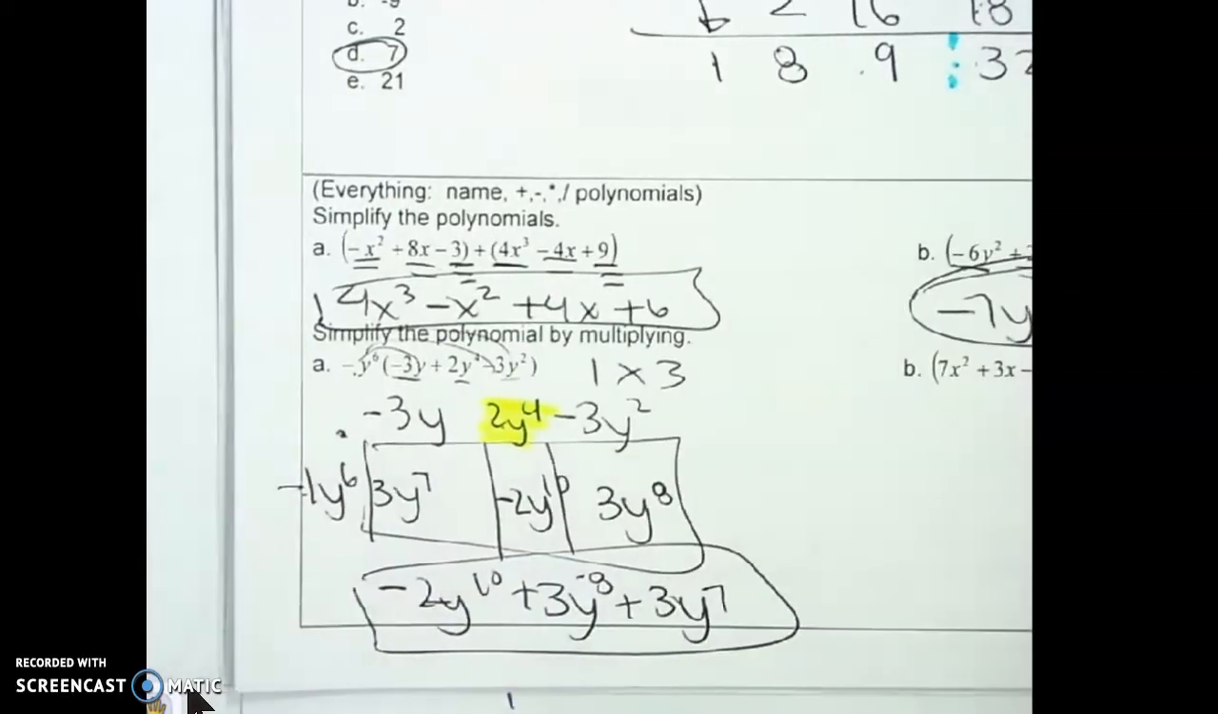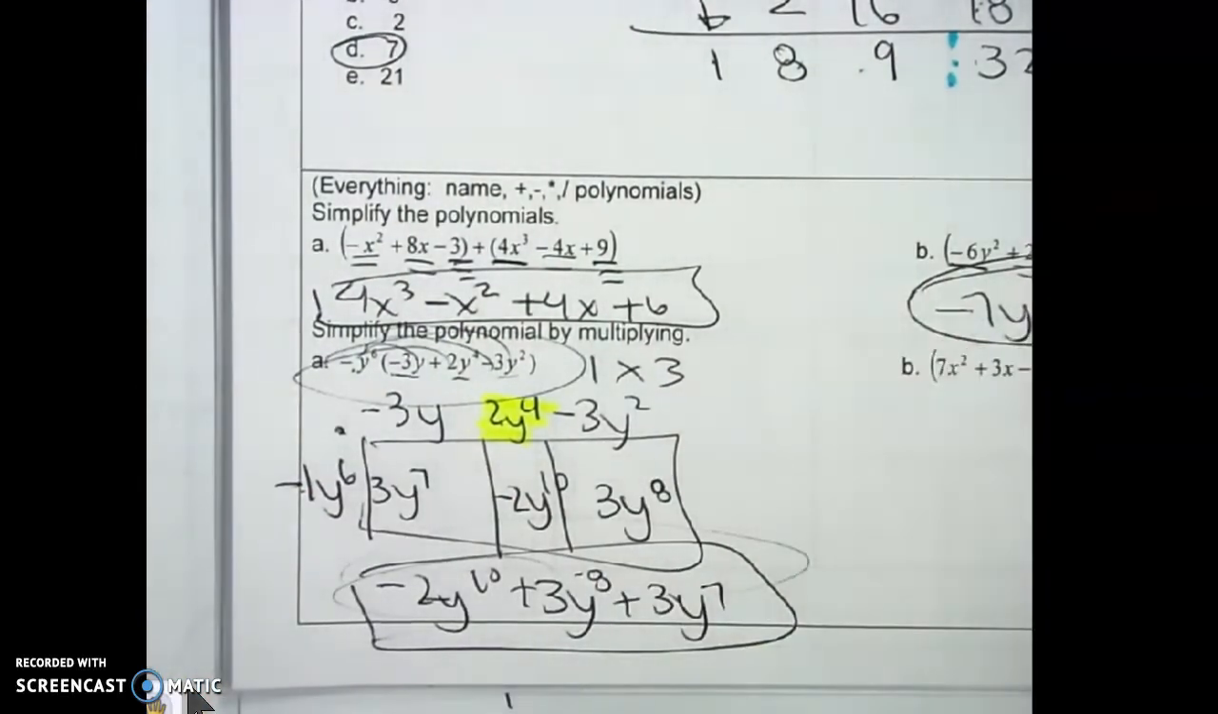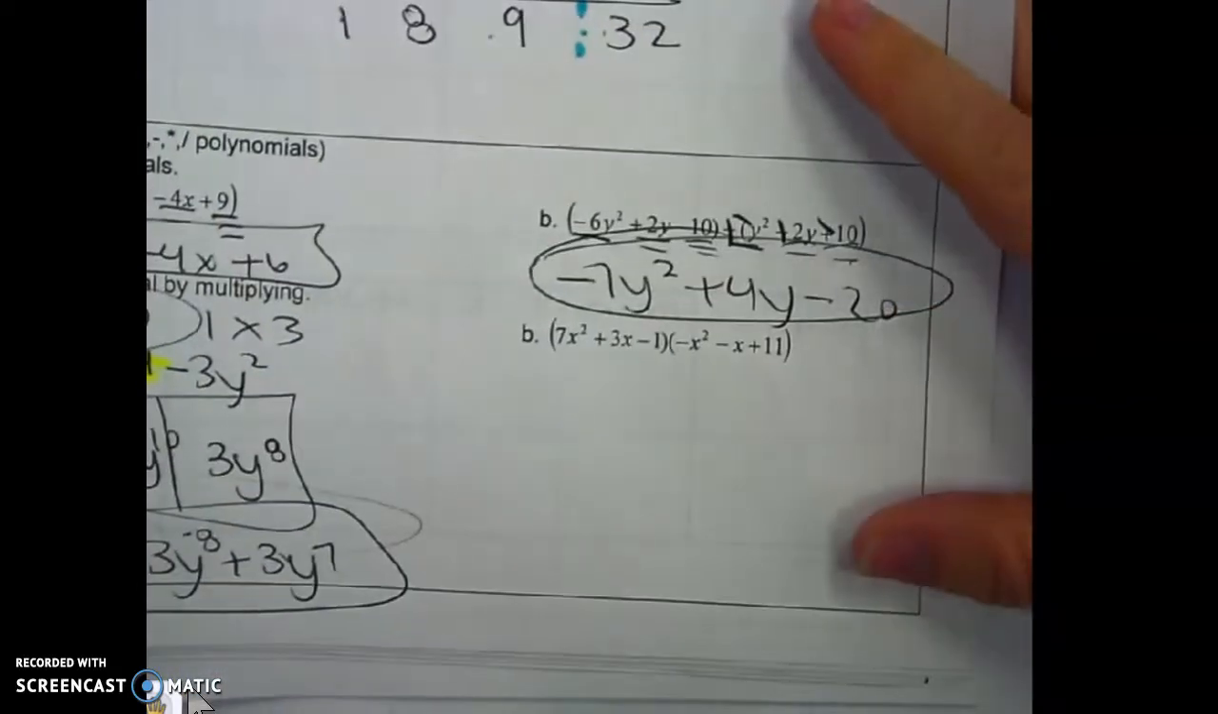How do I know I'm good to go at the end of the quiz? I'll plug it into my calculator, graph this, and as long as they're on top of each other, I did it right, okay? All right, this one I need to multiply.